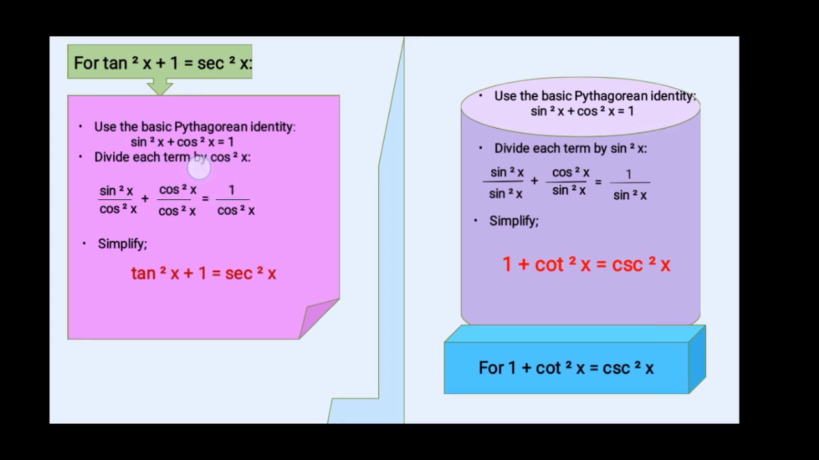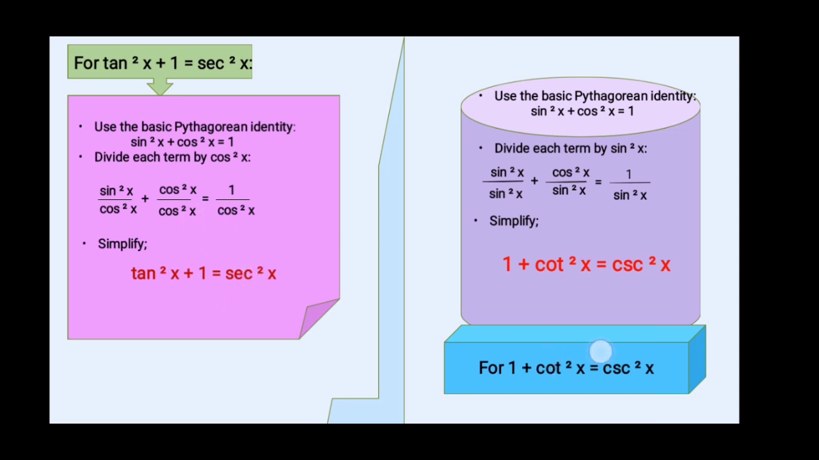Now let's divide each term of this basic Pythagorean identity by cos squared theta. Sine over cos, we know, is equal to tangent, so we just put tangent here and copy the square. Plus, cos squared theta over cos squared theta is equal to 1, and that is equal to 1 over cos squared theta, and we know this term is secant squared theta, as secant is the reciprocal of the cosine.